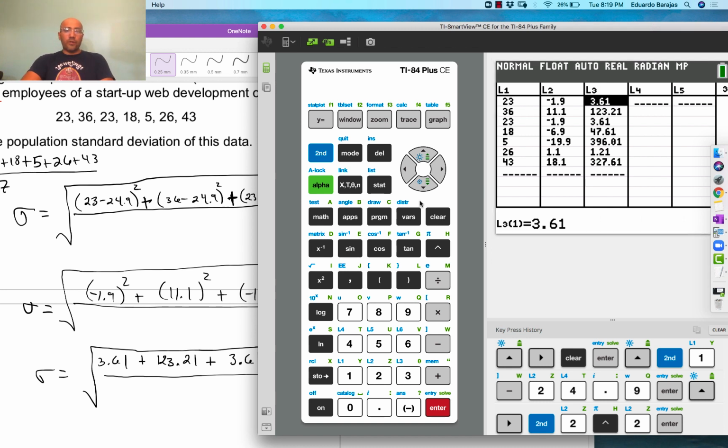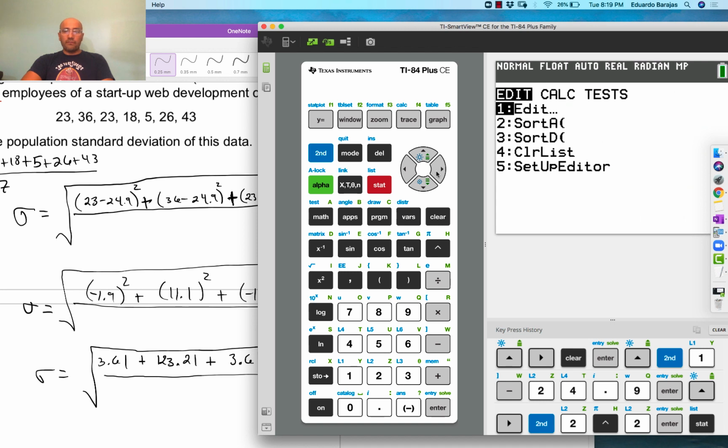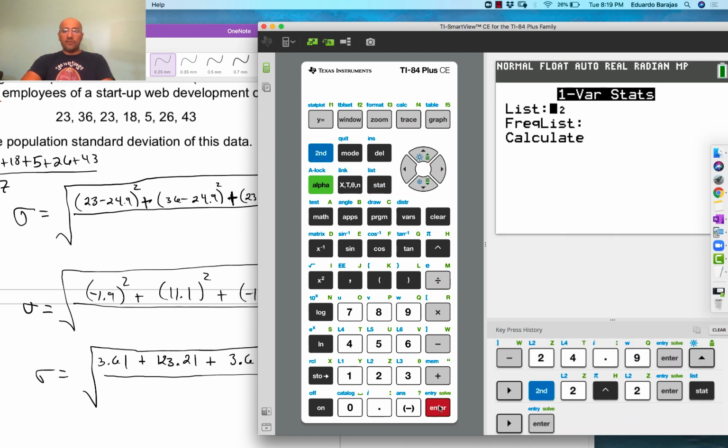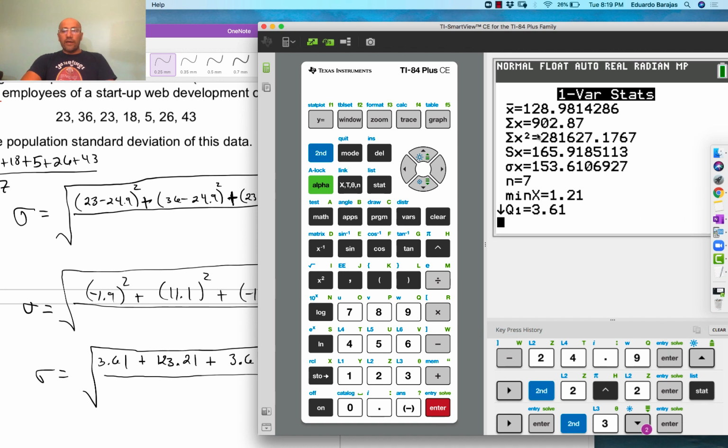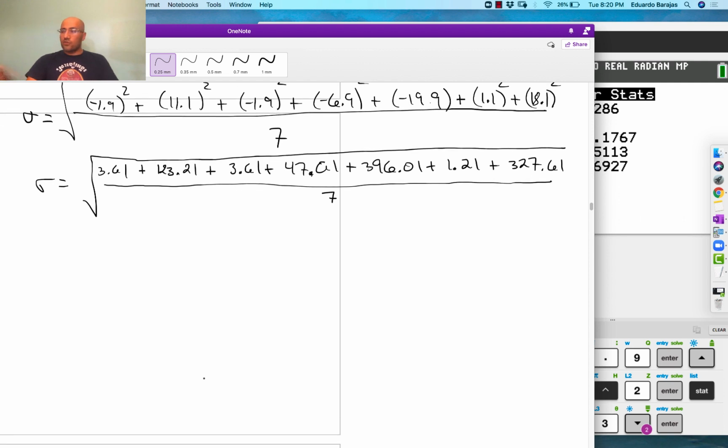So we've already done this before. We're going to go over where it says stat, calculate, one variable statistics, hit enter. But this time we want L3, because I want the sum of all the numbers on that list, list 3. Go down, make sure that that thing is blank, hit calculate, hit enter, and we get this. The second result here, remember this notation, capital sigma means the sum of the x's, the sum of the entries. So this is letting me know that the sum of all of those numbers is 902.87. So that's another way to get this shortcut here.